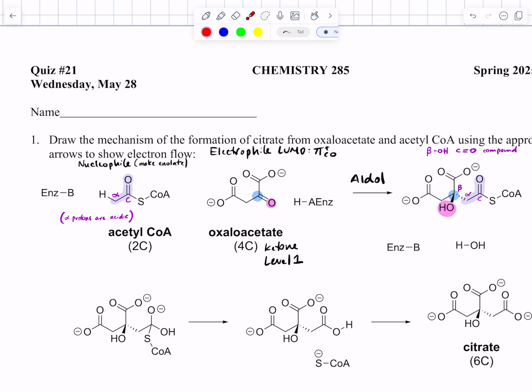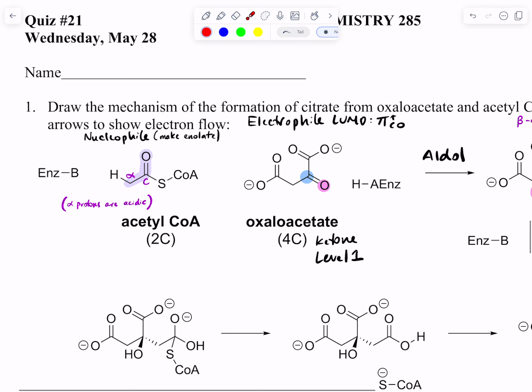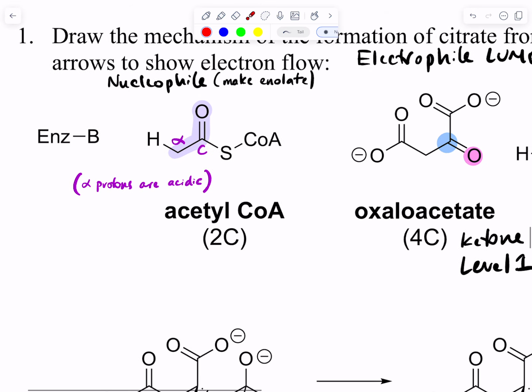Then we need to use acetyl-CoA as a nucleophile. We're actually going to make an enolate. Remember, you make enolates by deprotonating at the alpha carbon adjacent to the carbonyl carbon. We've talked about how alpha protons are acidic because their conjugate bases are resonance stabilized. Of course, we'll need a base to do that deprotonation, and enzymes are useful for that.